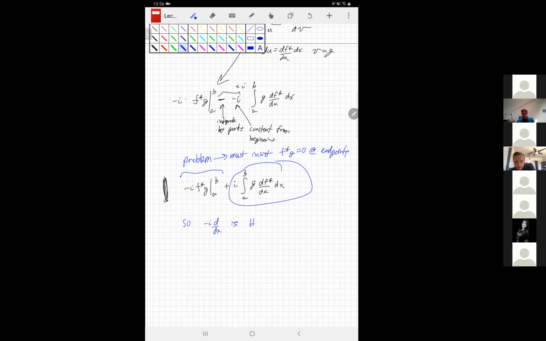So minus i d/dx is Hermitian if it acts on functions that are either 1, zero at the endpoints, or 2, the same at the endpoints, i.e. periodic.